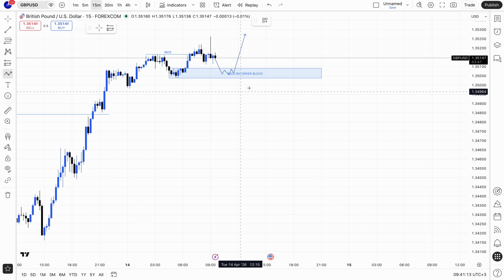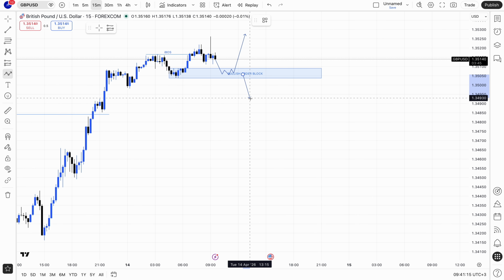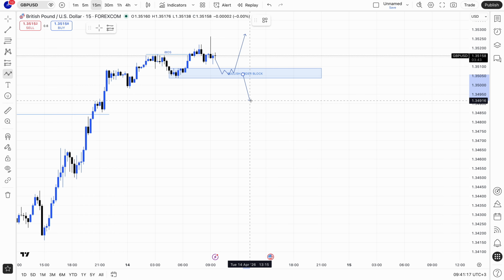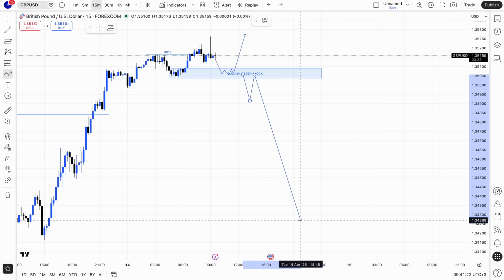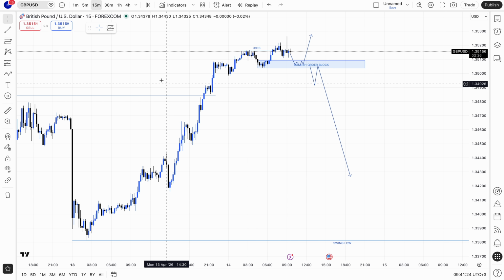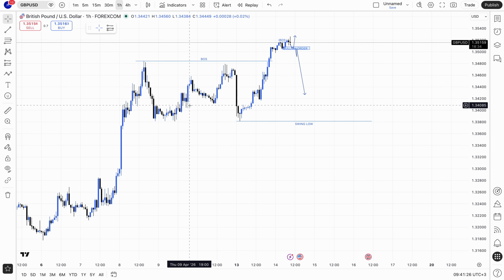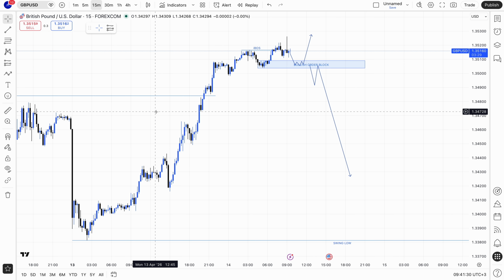So another scenario, number two, we're going to wait for if the price disrespects this order block, then you're going to wait for the break, then a retest, then a continuation to the downside. Right? Those are the two scenarios. Very, very simple. We are not here to complicate trading.